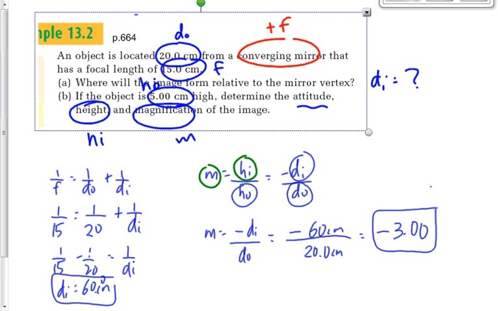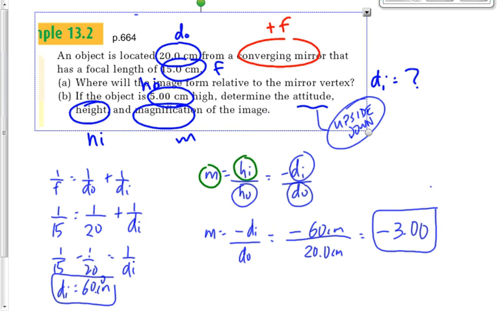What does that tell us about the image? Is it bigger or smaller? It's bigger, because the magnification is bigger than 1. It also tells us that the image is flipped over, upside down. So for the attitude, we're going to say it's upside down, or inverted. We've already established that. Finally, let's get the height of the image.